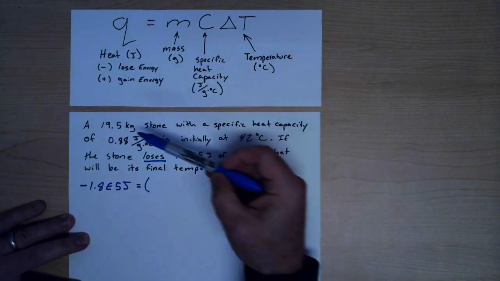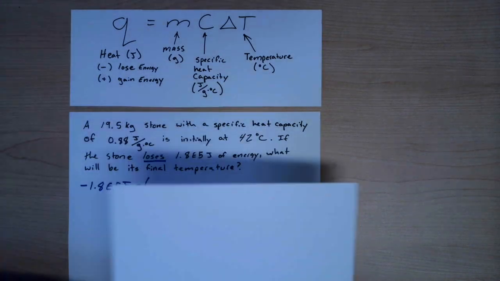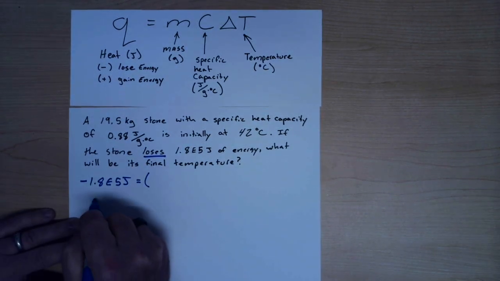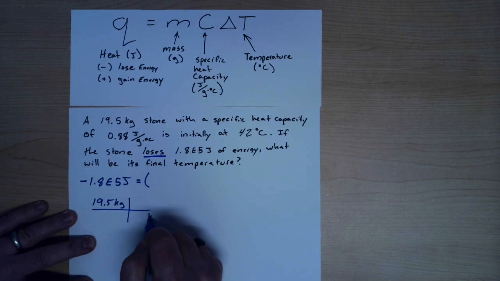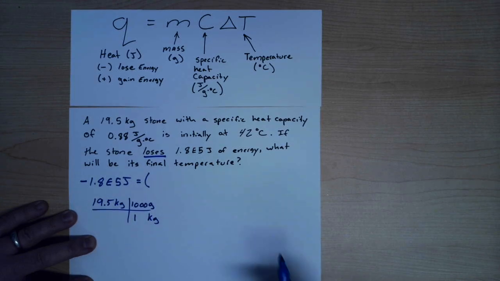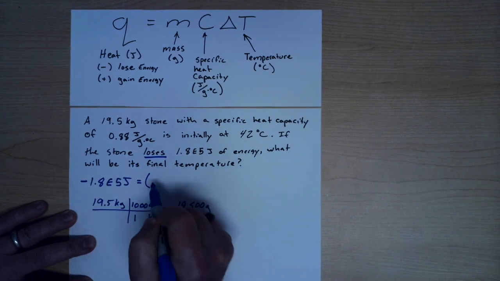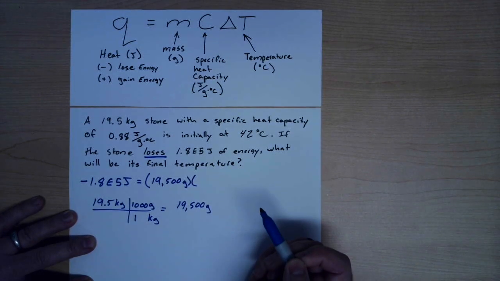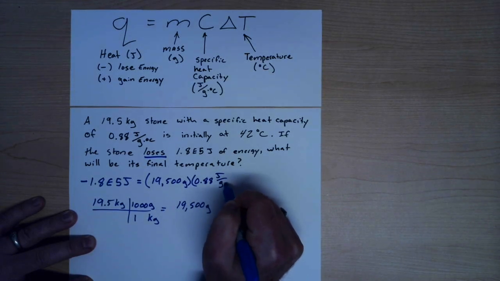If you look carefully, I was given the mass in kilograms, and I'm going to want that mass in grams. So let's do it down here off to the side. I have 19.5 kilograms. I'm going to do my unit conversion, kilograms to grams. Every 1 kilogram is 1,000 grams, and so this is going to be 19,500 grams. Now I'm ready for my given specific heat capacity, 0.88 joule per gram per degree Celsius.